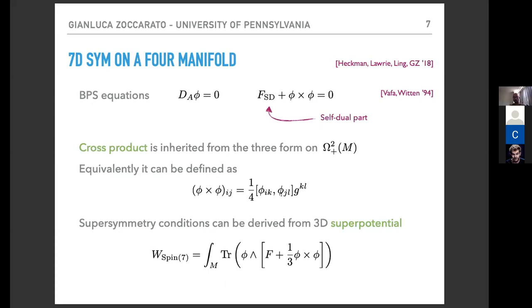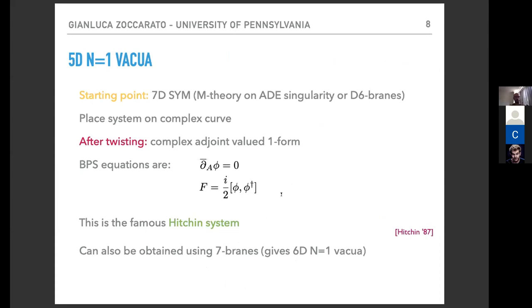But I will give a much more brief introduction to these systems, basically for lack of time, and also because these are much more familiar. So the first case that we consider is 5D N=1 vacua.